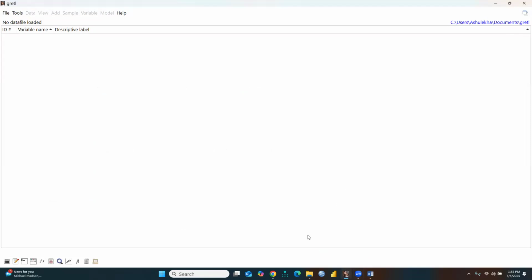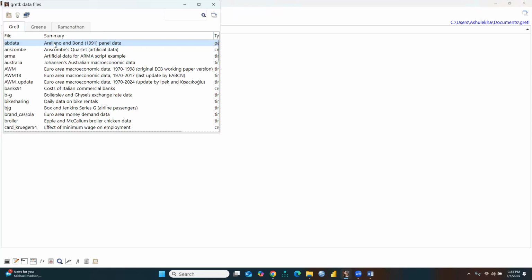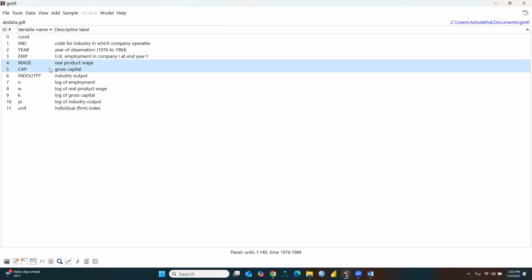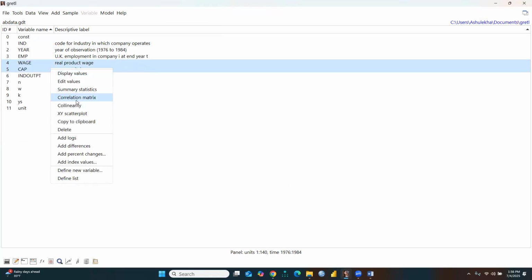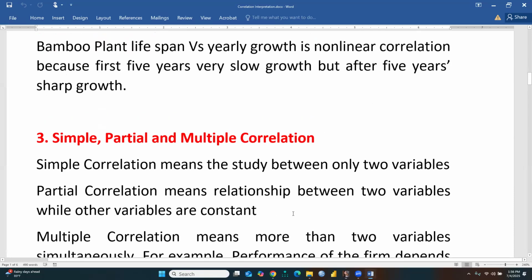So let's begin with the help of Gretl. How are we going to analyze? First of all, we go to File, then Sample file, and the first one, the data set, we will open. And I just want to show you, here it is, let's say wages and gross capital. Is there any correlation? So let me select both these variables. I will right click and choose correlation matrix. Then I will simply copy, and it is asking me whether I want to copy as RTF for MS Word, plain text, or LaTeX. So I need only plain text. I will press OK and paste it in my Word document.